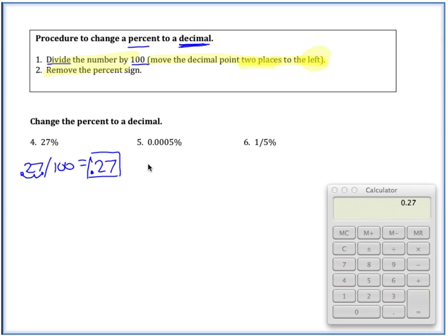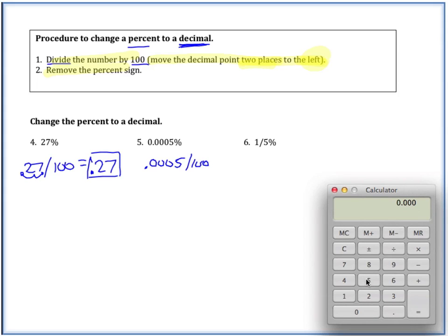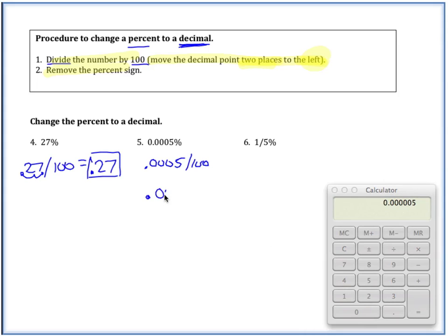So if we see something like this, we would just take 0.0005 and divide it by 100. So 0.0005 divided by 100, and we get 0.00005 with no percent sign. So you can see here, if we move this decimal point 2 to the left, we would actually have to put in 2 more zeros here. And you can see the 2 zeros are right here.